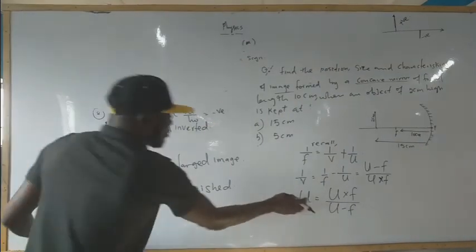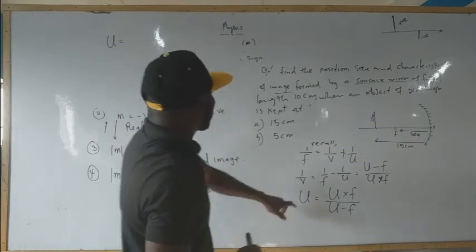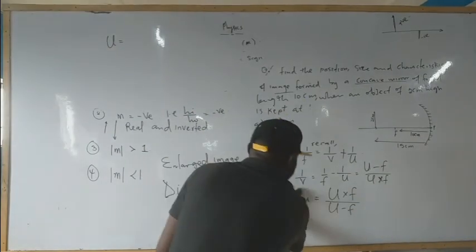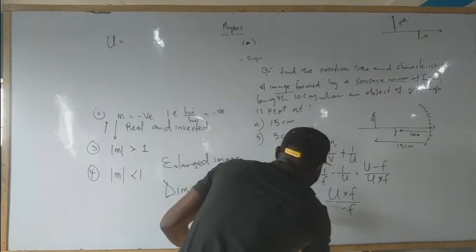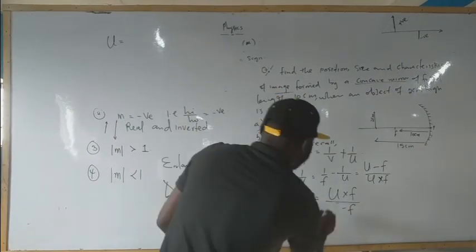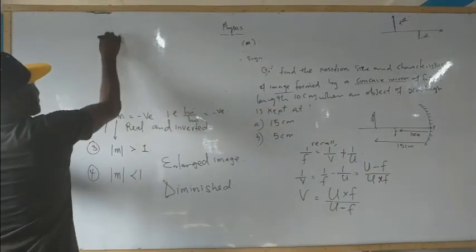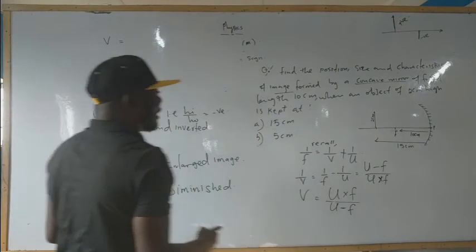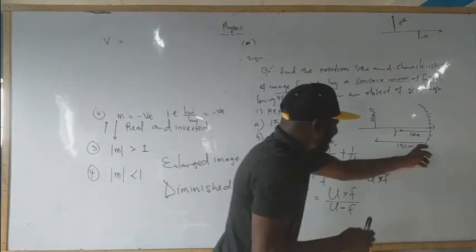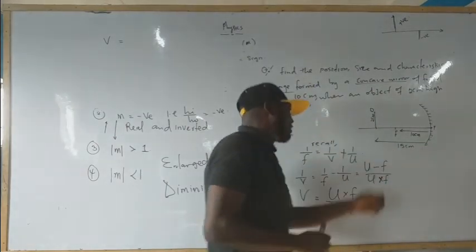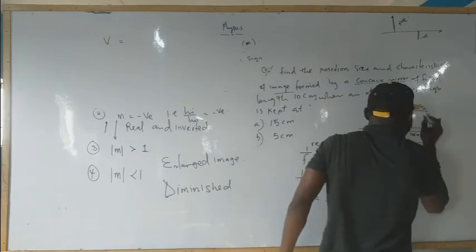Now look at it. From here, we have to find V now. So U, that is what? The object. The object distance, V and U. This is V, the image. So we can say V equals to, so what's U? U is the object. The distance of the object from the pole of the mirror, that is 15.